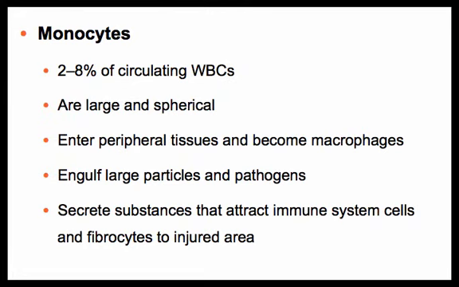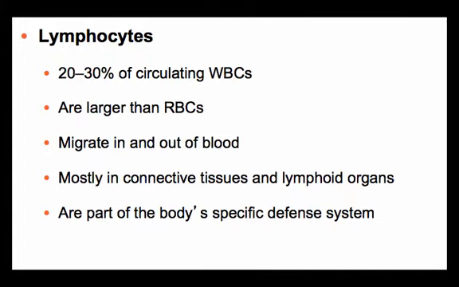Monocytes make up 2 to 8% of circulating white blood cells. Monocytes have a large and spherical appearance. They leave the blood by squeezing between the endothelial cells lining the blood vessels and enter the peripheral tissues where they become macrophages. These macrophages are phagocytic and engulf large particles and pathogens. They secrete substances that attract other cells from the immune system, as well as fibrocytes, to areas that have been injured.